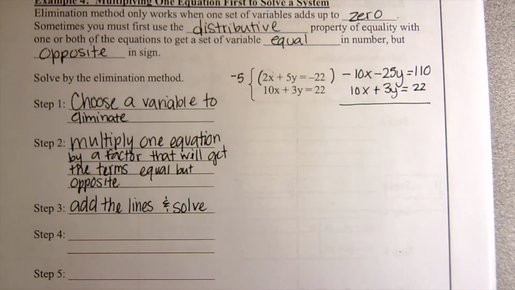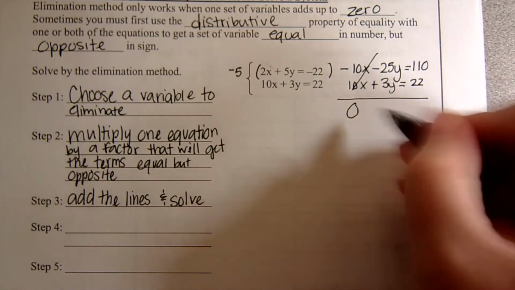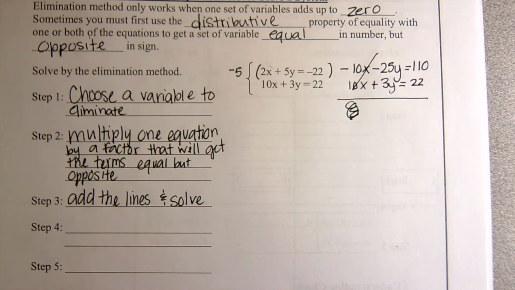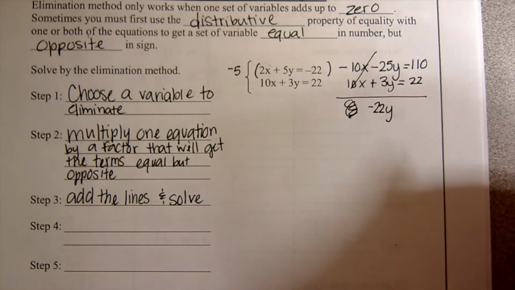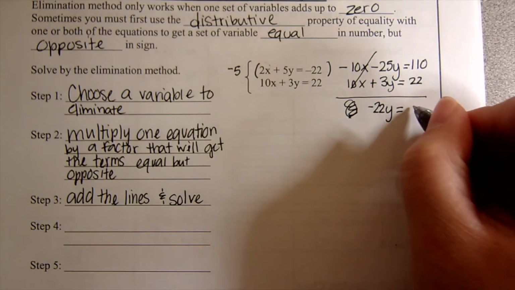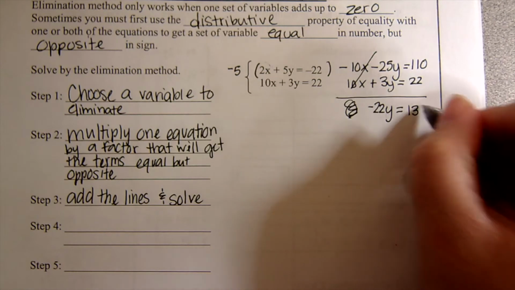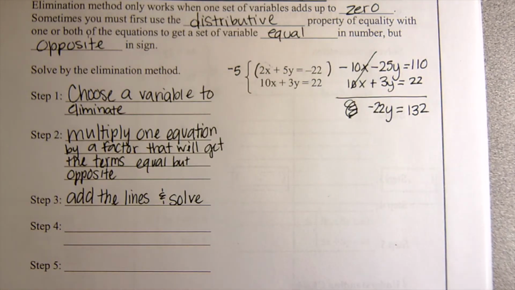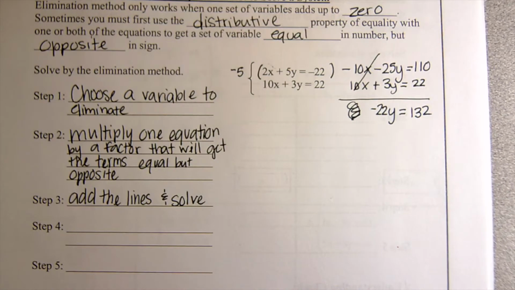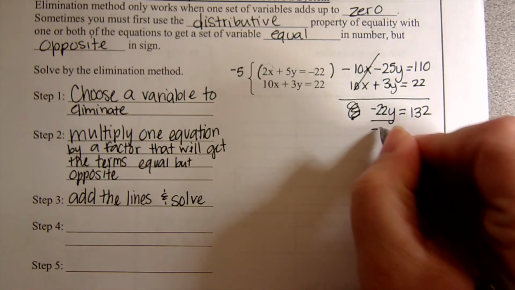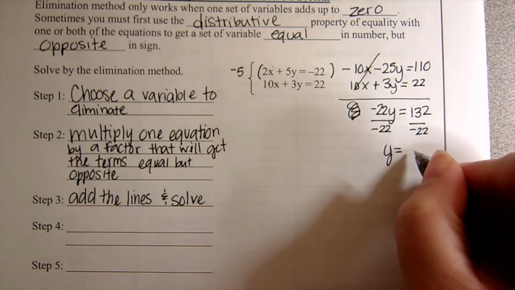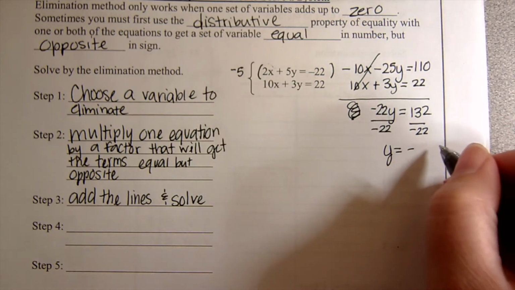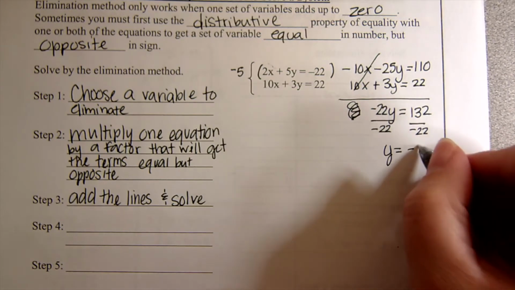So add those two together. What is negative 10x plus 10x? 0. Those cancel out to 0. Negative 25y plus 3y. Negative 22y. And then 110 plus 22. 132. So what do I need to do to both sides? Divide by negative 22. So y equals negative 6.